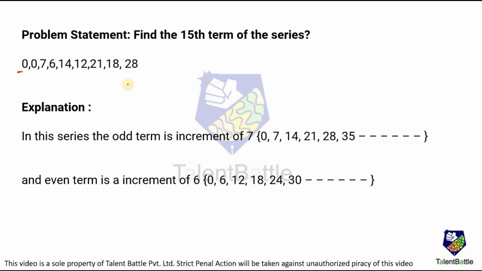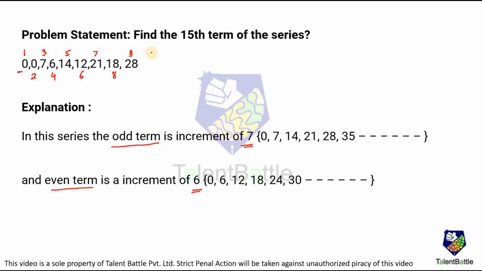Now an explanation is also given for us to understand the case. In this series, the odd term is the increment of 7, and the even term is the increment of 6. If you check the odd terms, 1, 3, 5, 7, 9, all these are the increment of 7. See, 0 plus 7, again 7 plus 7, 14, 14 plus 7, 21, like this. And the even values 2, 4, 6, 8 are the increment of 6. See, 0 plus 6, 6, 6 plus 6, 12, then 12 plus 6, 18. So this kind of logic is there.